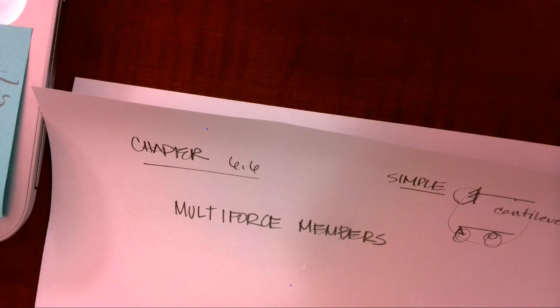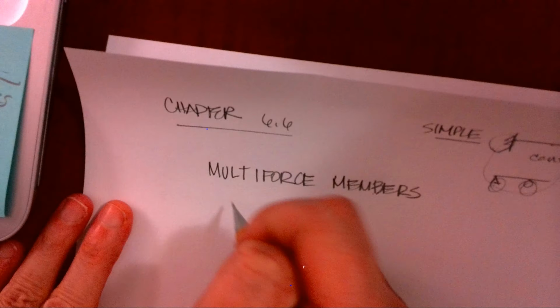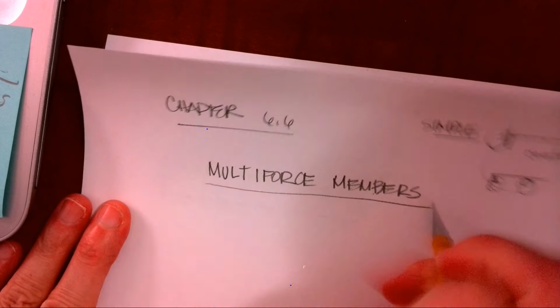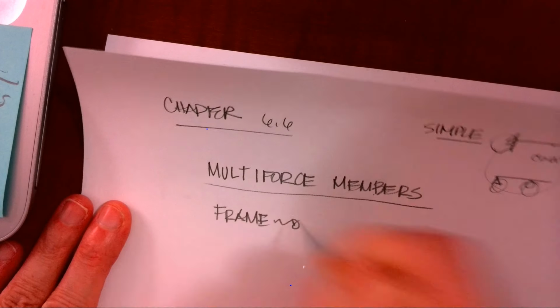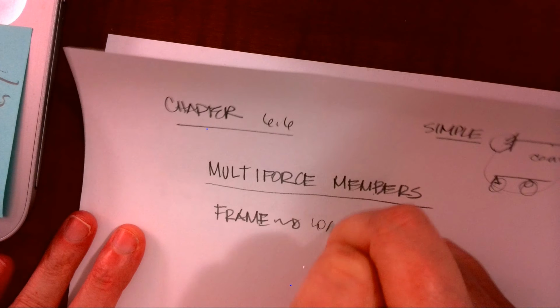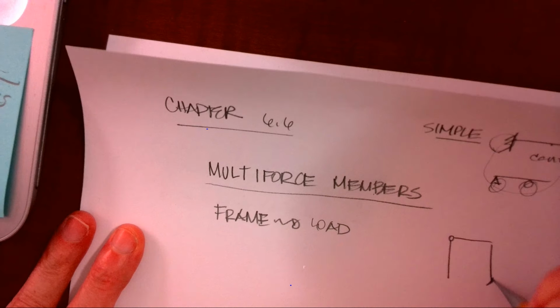Okay, so you can look in chapter 6 of your book and see some examples there, but we're going to walk through some of the examples and what they look like and how we tackle a problem. Okay, so when we look at multi-force members, we can have a frame. A frame is usually what we're going to use to hold a load. So we might see a frame in a structure.